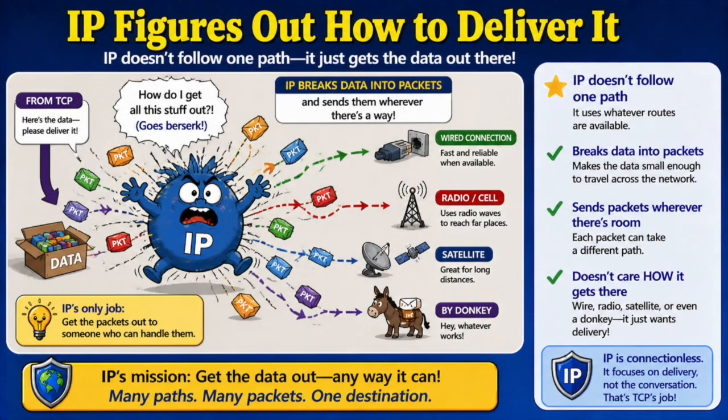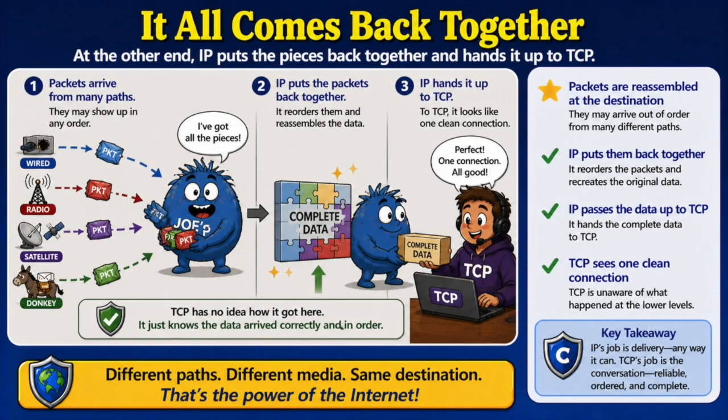IP goes berserk. He says, how do I get all this stuff out? Starts throwing stuff all over the place to try and get it there. Now, it is possible to all go over one connection. But if it can't, IP just starts throwing it out. And when it gets to Joe at the other end, Joe's IP starts putting it back together, hands it up to TCP.